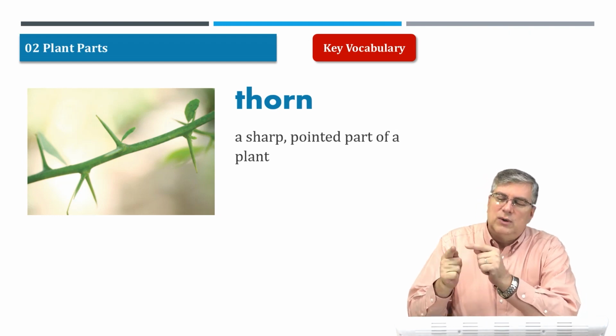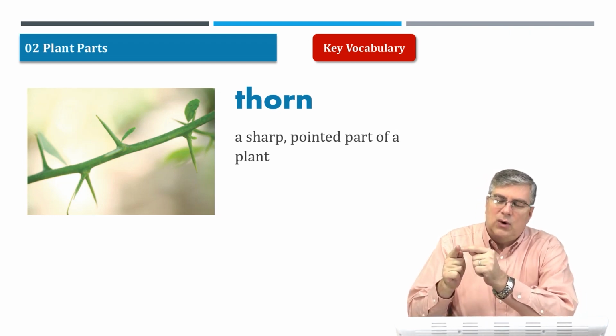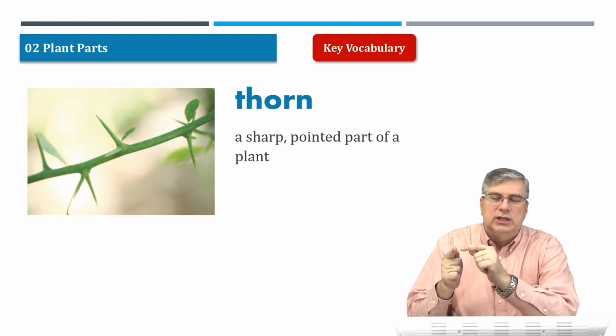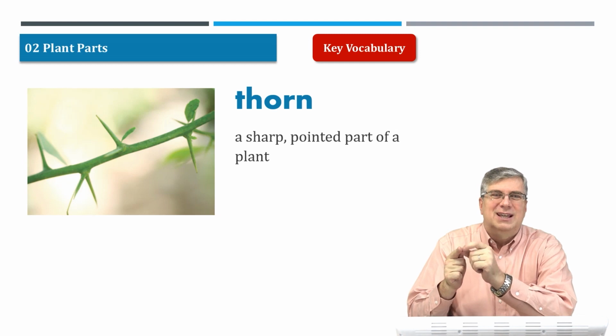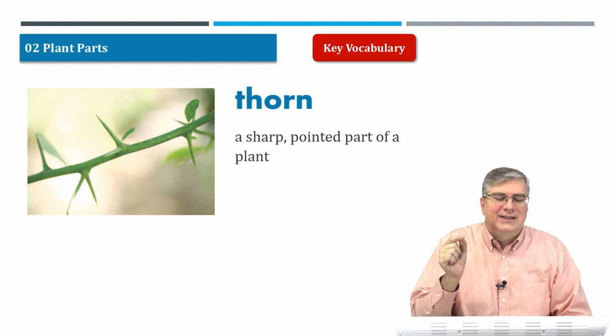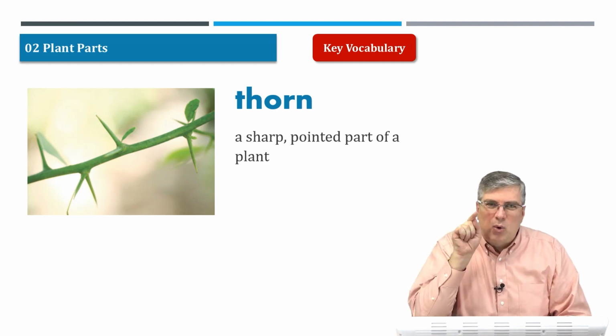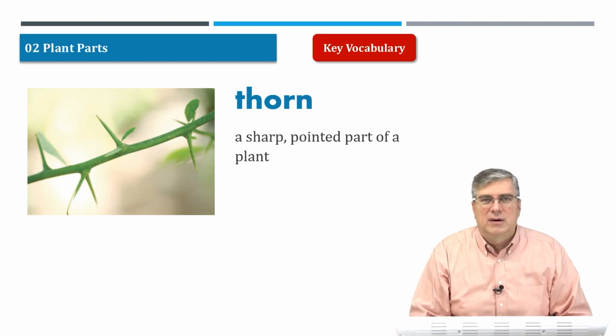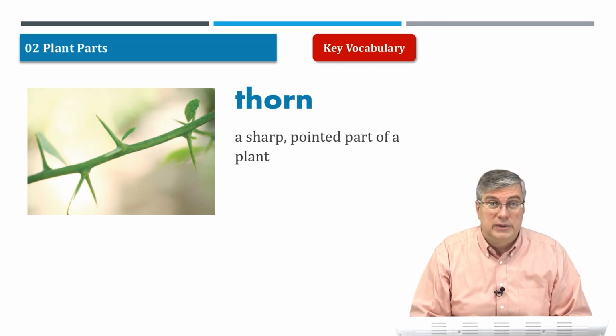Because if the thorn pricks your skin, it actually goes into your skin and ouch, right? It may hurt you and you have blood, right? So that's a thorn. Sharp, pointed part of a plant. Be careful around some plants that have thorns.